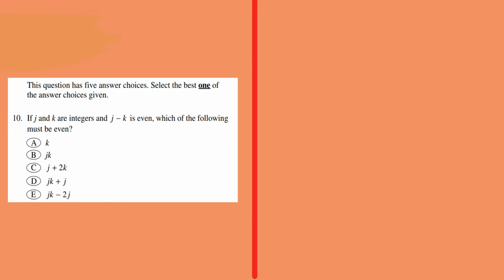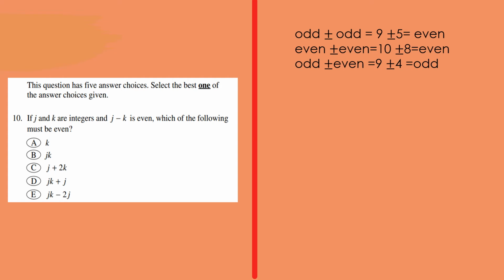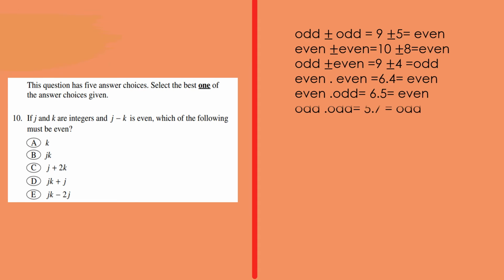In my 10th question, I have got two integers j and k such that the difference j minus k is even. If I consider the different possibilities, when both are odd, the sum as well as the difference is going to be even. When both are even, then again the sum and difference is even. When one is odd, the other one is even, the sum as well as the difference is going to be odd. If I multiply two even integers, the product is going to be even. When I multiply one even, the other odd, it is even. But when both are odd, it is still going to be odd.